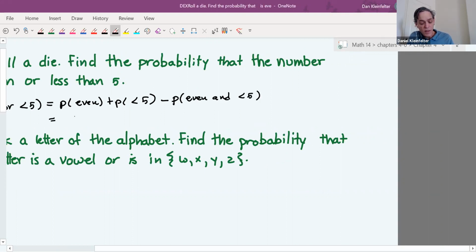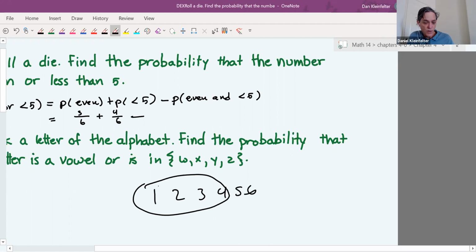Okay, so the probability of getting an even number, there are 3 out of 6 numbers that are even. Numbers less than 5, that's 1, 2, 3, and 4. So there are 4/6 that are less than 5. And then evens that are less than 5. Well, the ones that are less than 5 are 1, 2, 3, and 4. The ones that are also even, there are 2 of those. So this would give us 5/6.